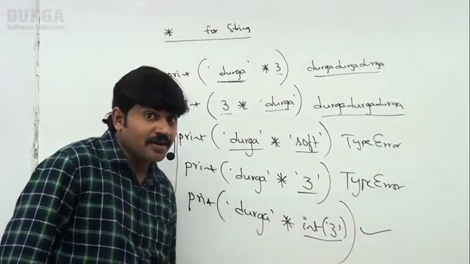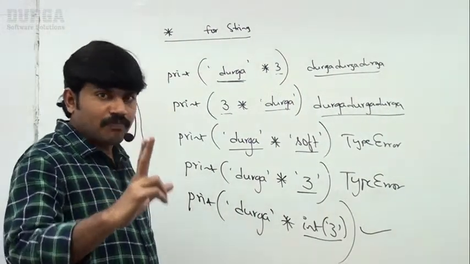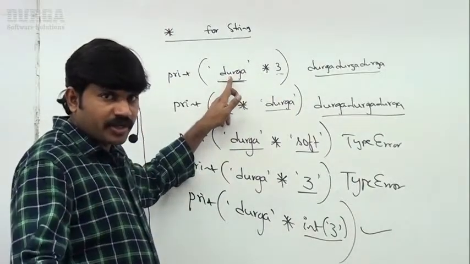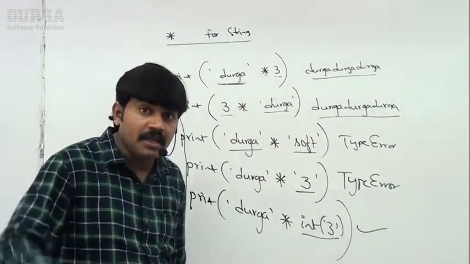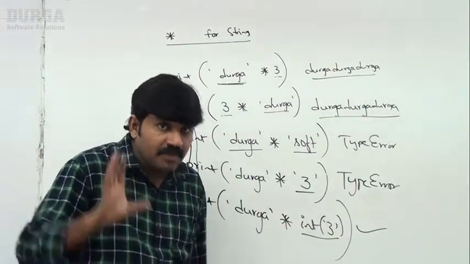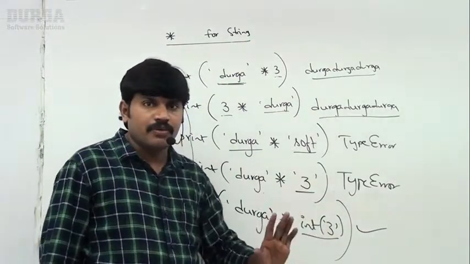Everyone can understand, right? So whenever we are applying star operator for the string, one argument should be string, the other argument should be int value. You can't take any other type. By mistake if you are taking, we are going to get type error, sir.